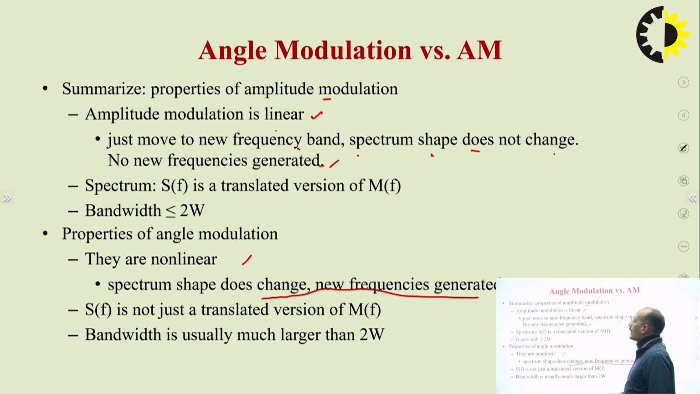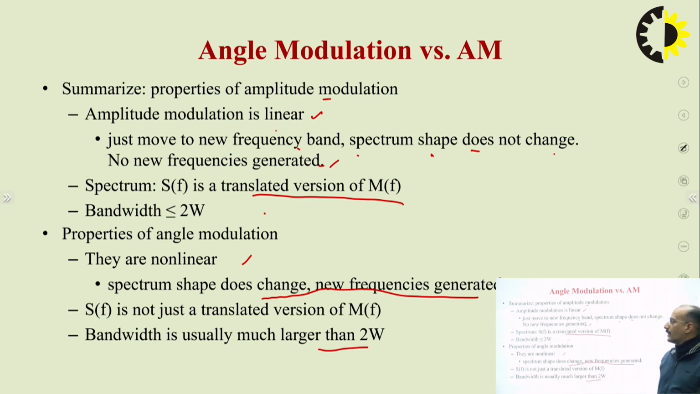Similarly, in amplitude modulation, there are translated versions of M(f), and the bandwidth is 2 omega. Whereas the bandwidth is much larger than 2 omega in the case of angle modulation, because in angle modulation, when we want to find out the bandwidth, we will use Carson's rule.